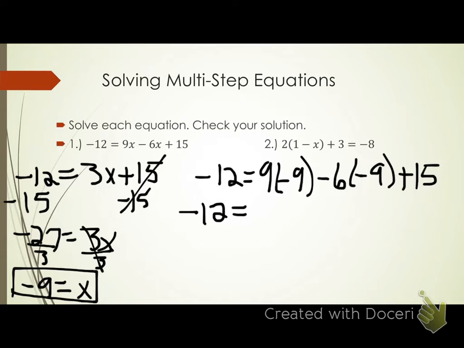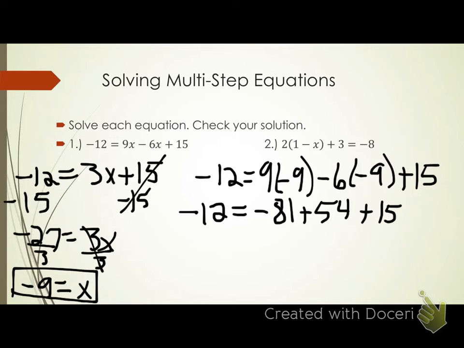Right side, we're using our order of operations. So based on the order of operations, what's the first thing I need to do? Multiply. What's 9 times negative 9? Negative 81. Negative 6 times negative 9. Positive 54. And then I have my plus 15 that I need to bring down also.